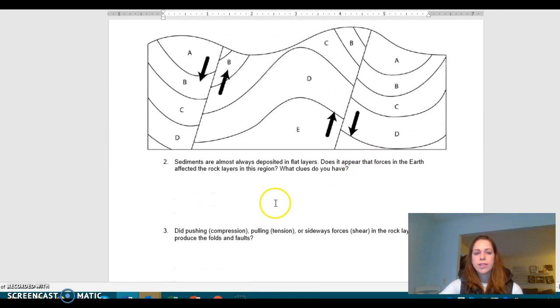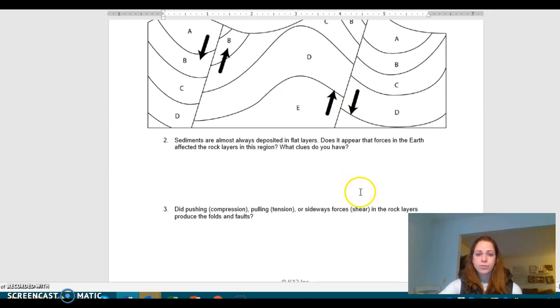So question number 2, sediments are almost always deposited in flat layers. So do these layers look flat is your clue here. So does it appear that forces in the earth have affected the rock layers in this region? What clues do you have? So write a couple sentences. These don't look horizontal, do they? They don't look like they're in flat layers. So that would give you a clue that there have been forces at work.